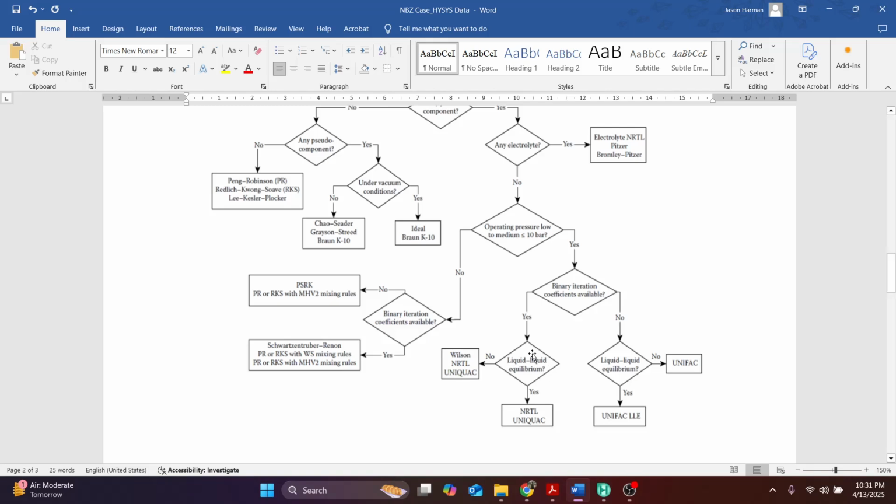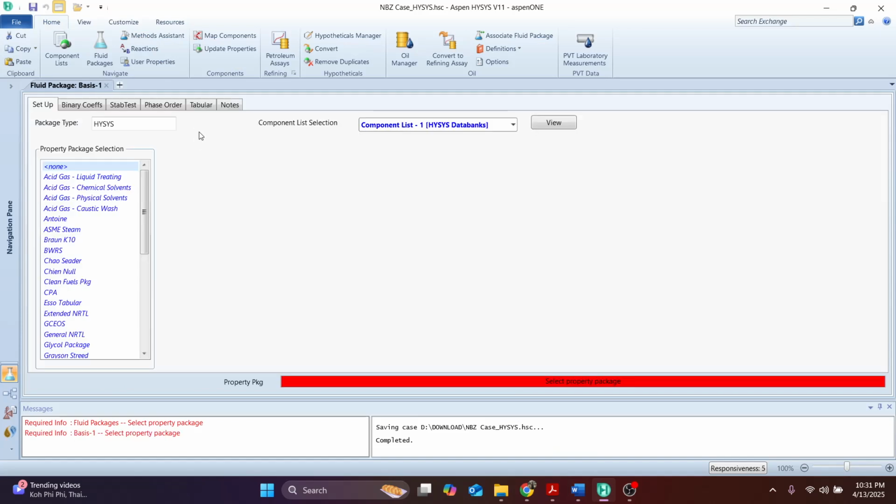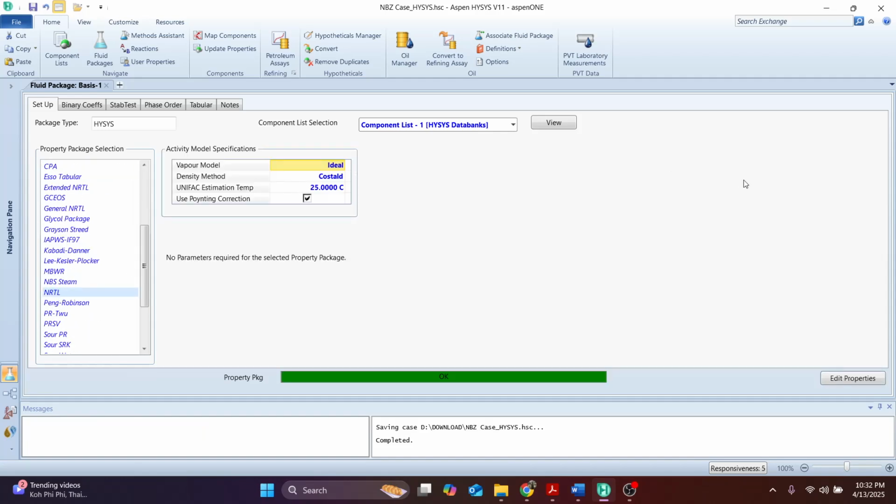That's why we have two options: NRTL, the non-random two liquid model, or the UNIQUAC model. In this case we'll be choosing the non-random two liquid model. Where is the NRTL? The regular one, not the modified. This one. Double click and leave everything else as is.